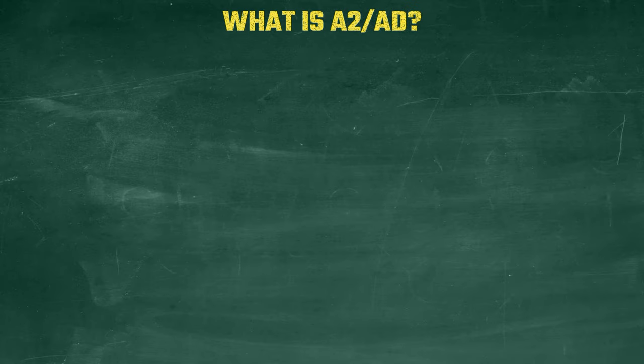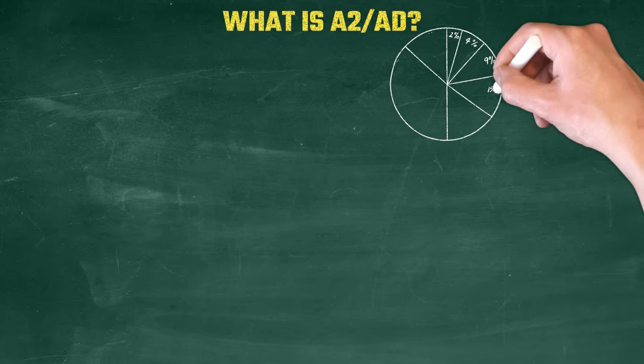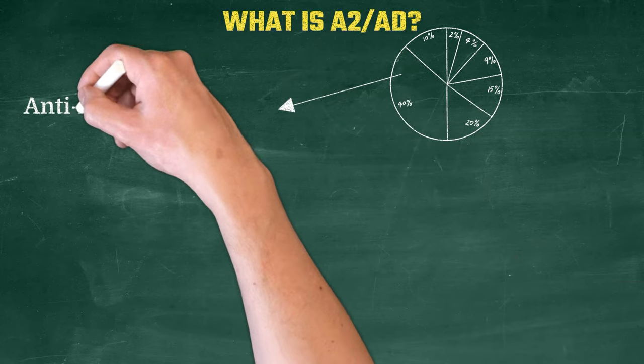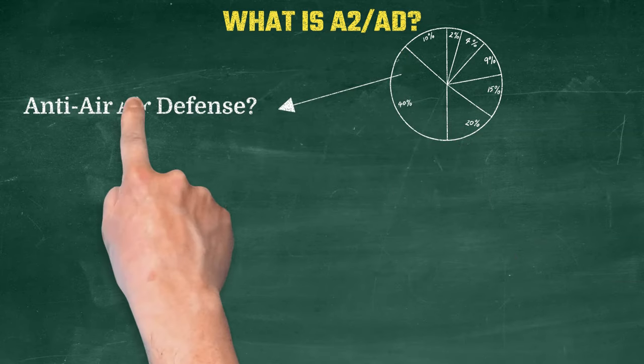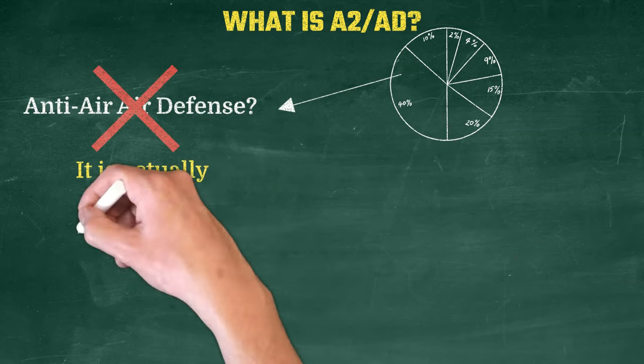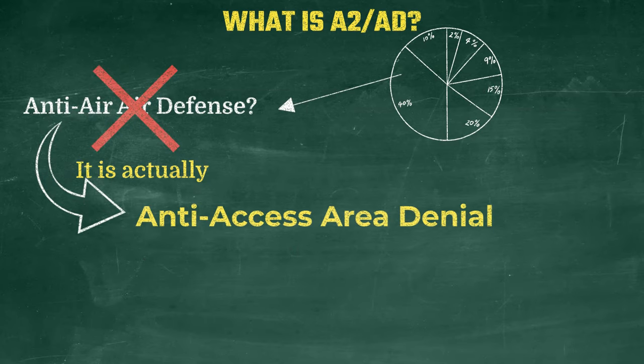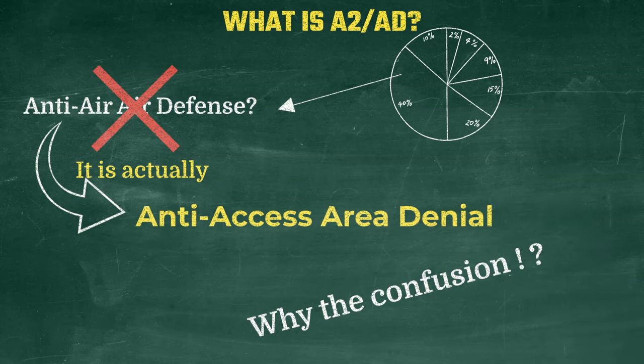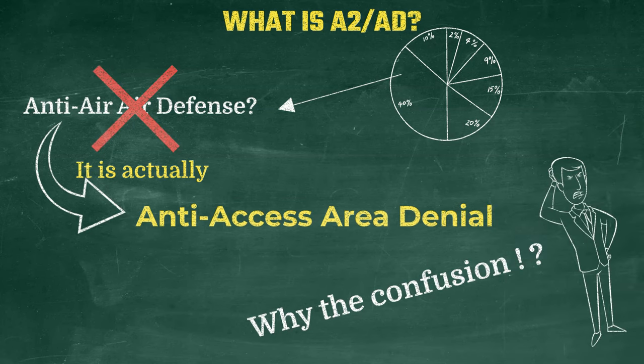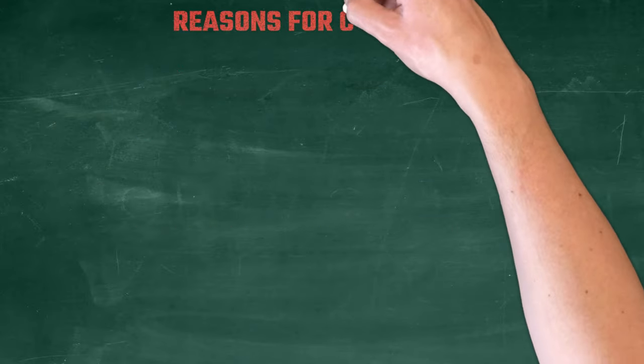If you ask 35 Foxes what A2AD stands for, a lot of them will say something like Anti-Air Air Defense, when A2AD really stands for Anti-Access Area Denial. But if the word air isn't even in the acronym A2AD, why do most Foxes think all the A's have to do with counter-air? It is because, number 1.